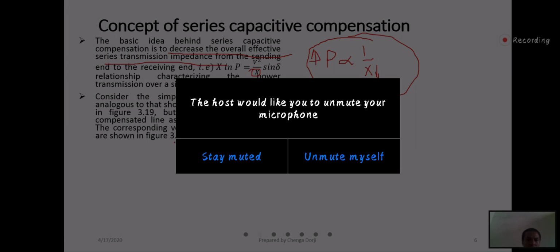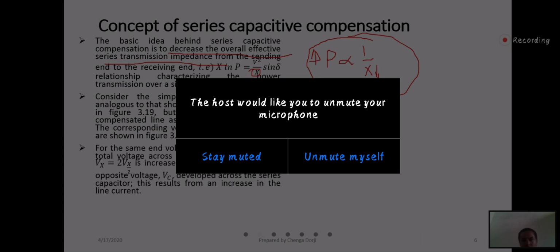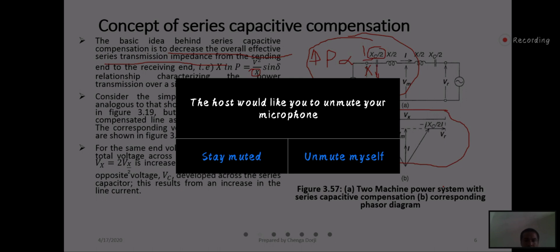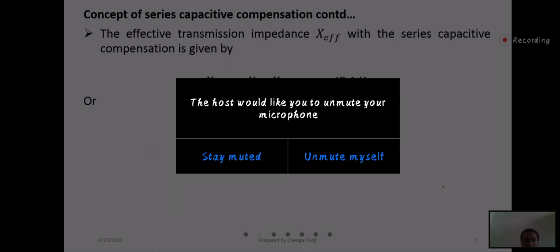Similar to shunt compensation, you can consider the single line two machine model. You can see the two machine model, but in this case XC by 2 is divided into two portions. So we are connecting capacitance in series, and then the associated phasor diagram here. Then effectively we can have this, where K is the degree of compensation.